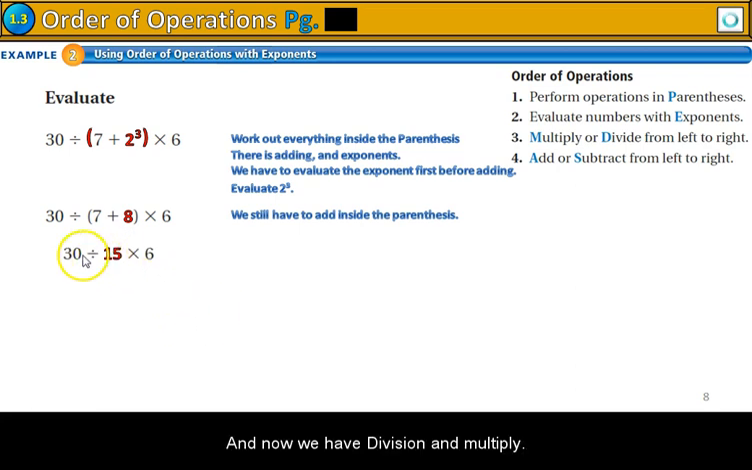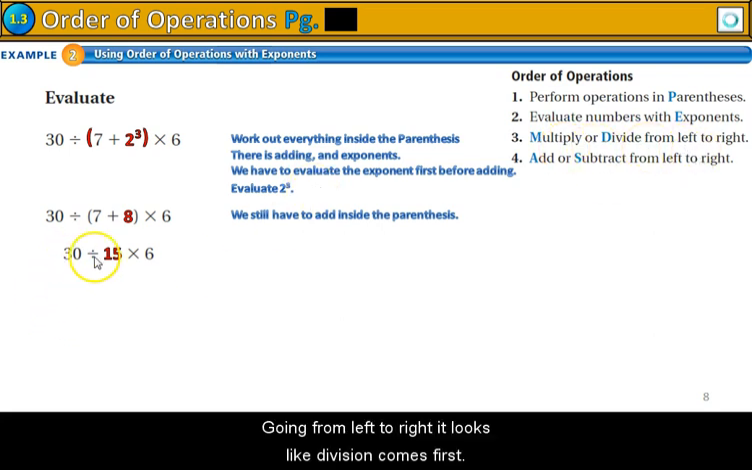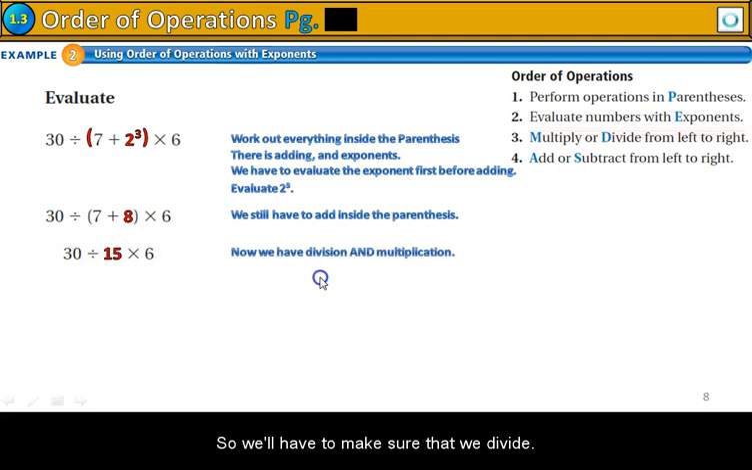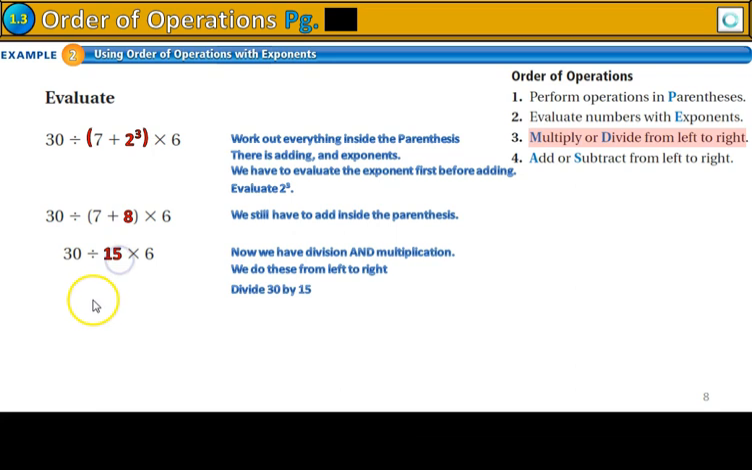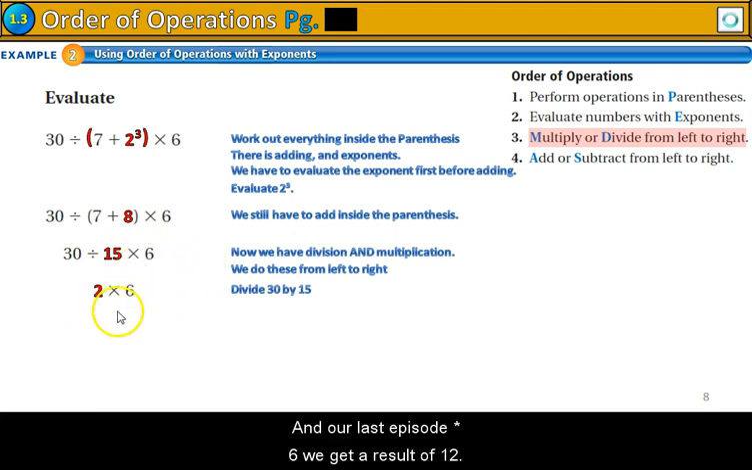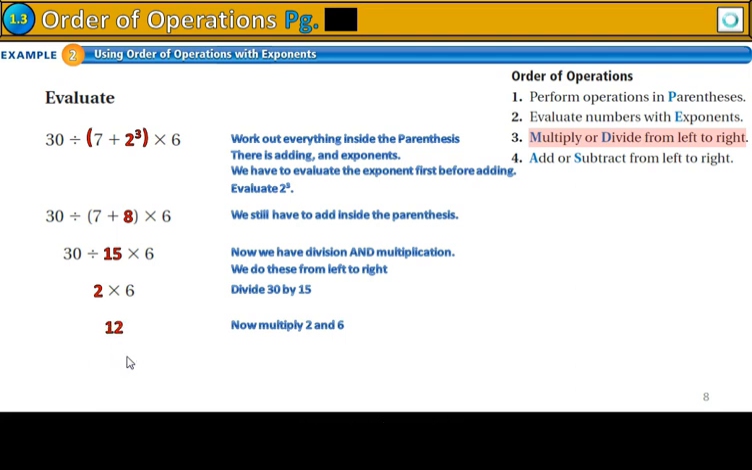And now we have division and multiplying. What should we do first based on this rule? Do you think it's multiplying or dividing? Well, going from left to right, it looks like division comes first. So we will have to make sure that we divide 30 by 15. We get the answer of 2, and our last step is to multiply by 6. We get a result of 12.